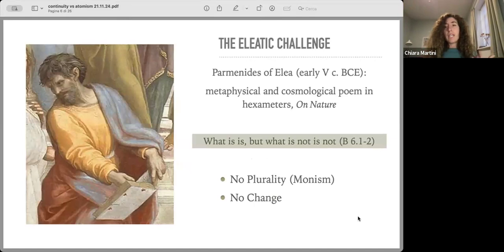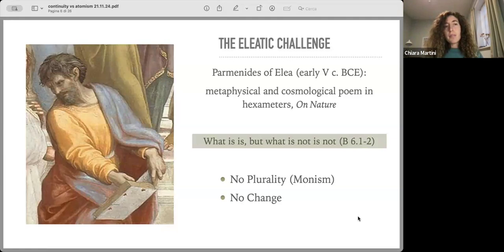Again, we don't really know much about him, but we know that he had a massive influence in the development of philosophy of the time. Parmenides wrote a poem that is also interesting when you think of the difference between contemporary science and ancient science. He wrote a poem that is metaphysical and cosmological, and it is traditionally referred to by its conventional title, On Nature.